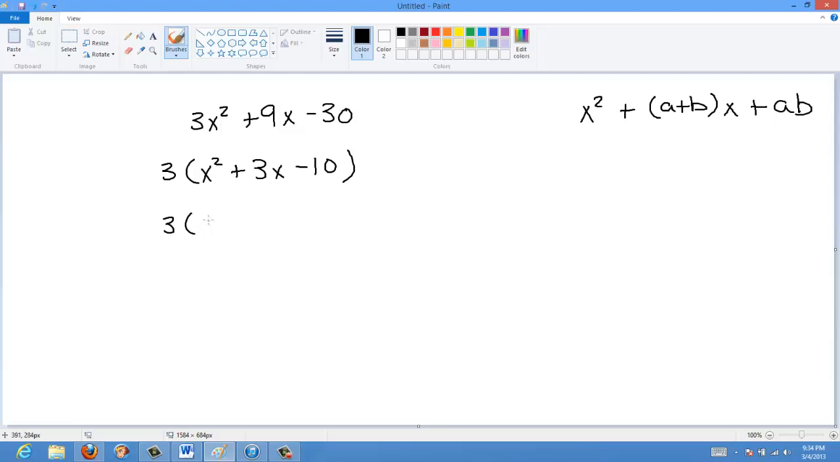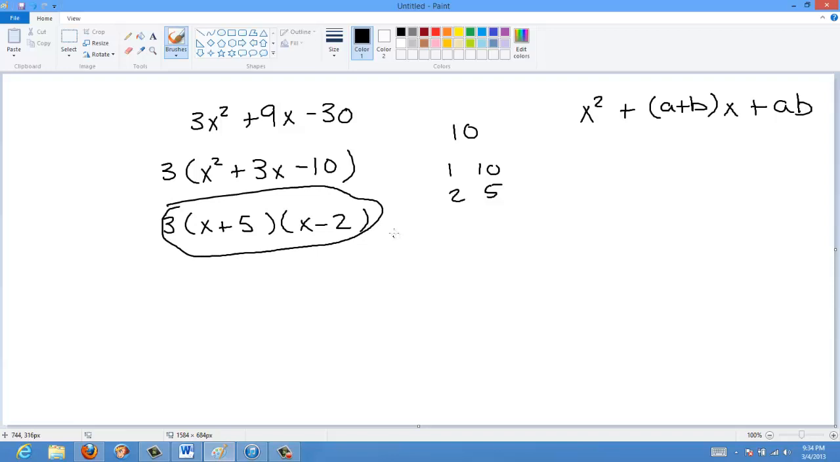So this is 3 times x plus something, or x minus something. You can see this being a negative means that one of these is positive and the other one's negative. So we look at the factors of 10. We have 1 and 10, and 2 and 5, and what we have is x plus 5, x minus 2. And this will be our answer.